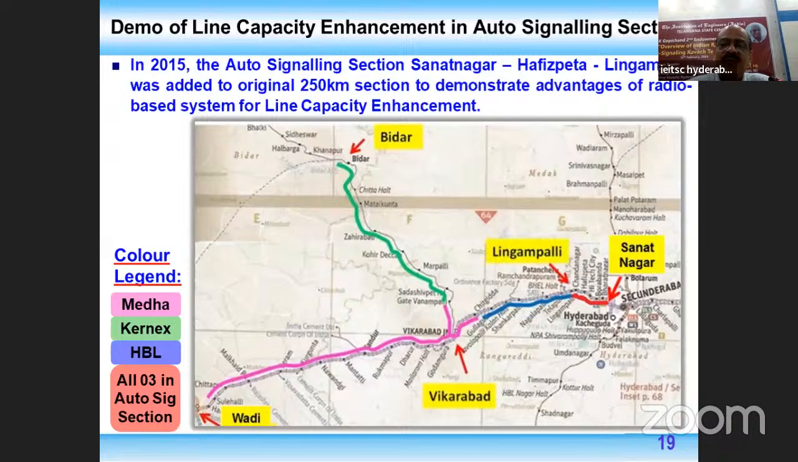Here we have shown how we started our development. Green section is one OEM, pink is another, blue is the third OEM. Any locomotive with onboard equipment of one particular make will seamlessly work in any section. This is how we have done it, and we have done a lot of trials over here.